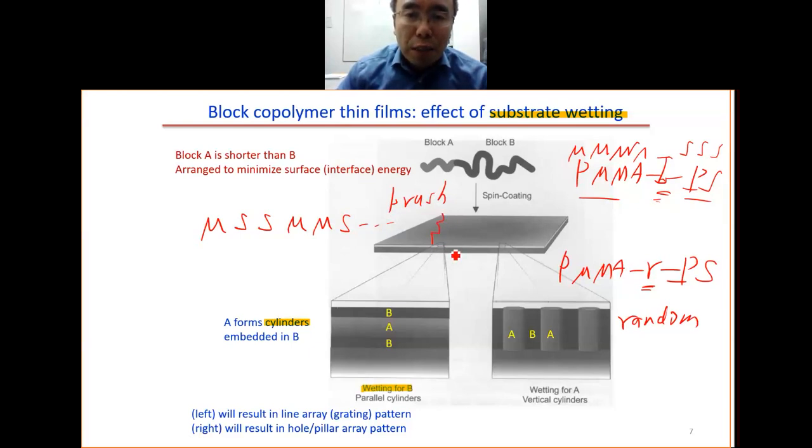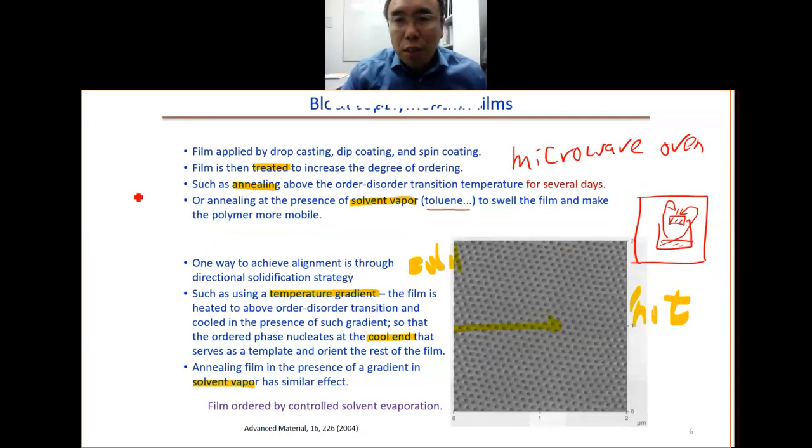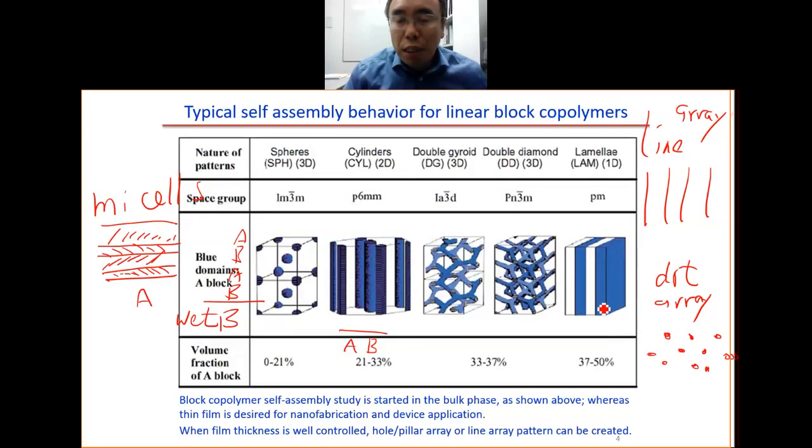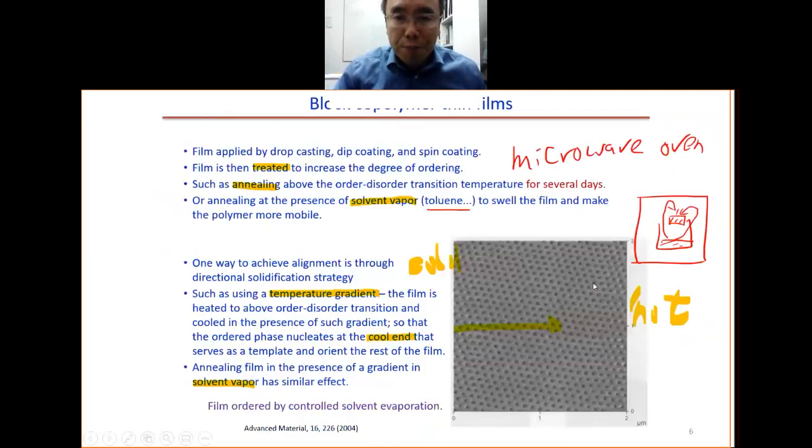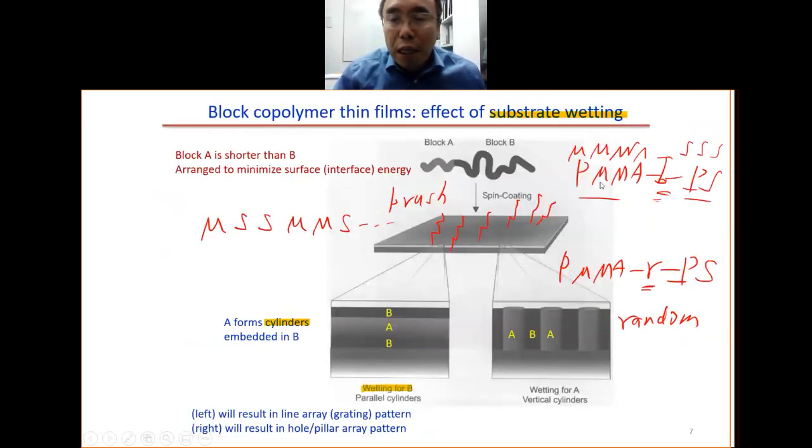You form the brush. So this brush is the PMMA polystyrene brush. We have this brush, and you will wet the copolymer evenly. Then you form this perpendicular arrangement. This is very important. This way you get the line array. You get a line array pattern. We will come back to talk about this brush later on.